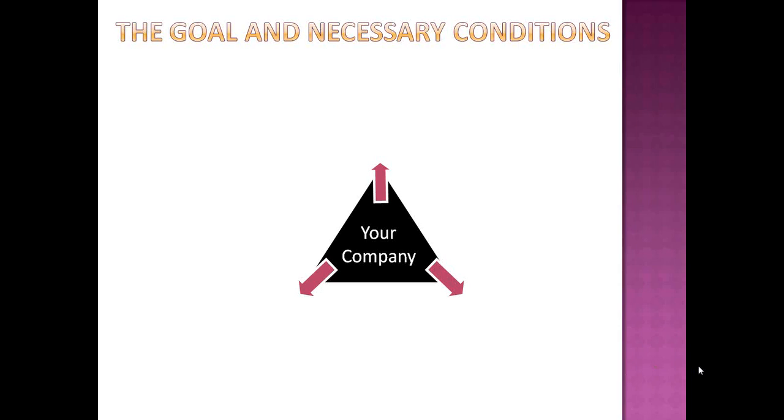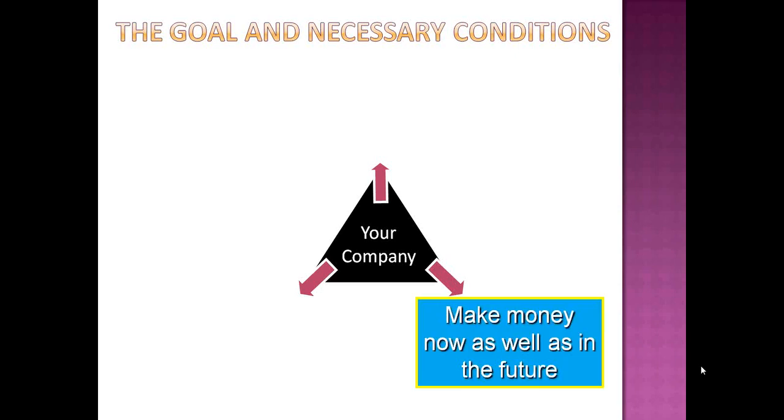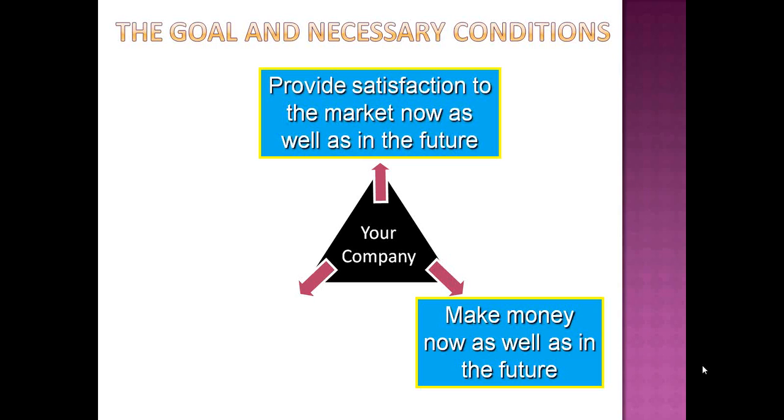We need to talk about what the goal and necessary conditions are for an organization. Most times people will focus, especially when talking about for-profit organizations, on make money now as well as in the future. This was discussed in the best-selling novel The Goal by Dr. Ellie Goldratt, the founder of TOC: what is the goal and what are the necessary conditions required for achieving that goal. An organization has a purpose. How does it make money? Even if it's not for profit, it still has to have money coming in to support its work. What we need to do is provide satisfaction to the market now as well as in the future.